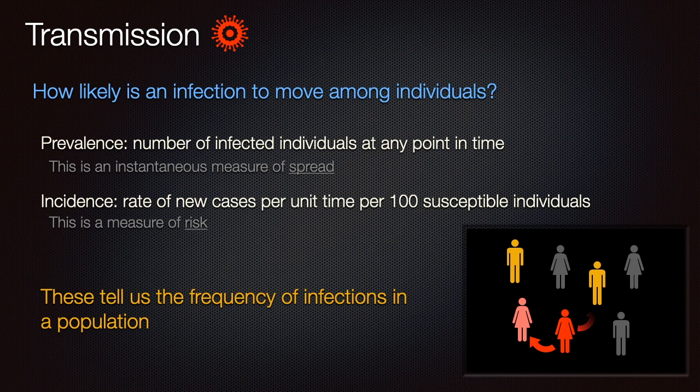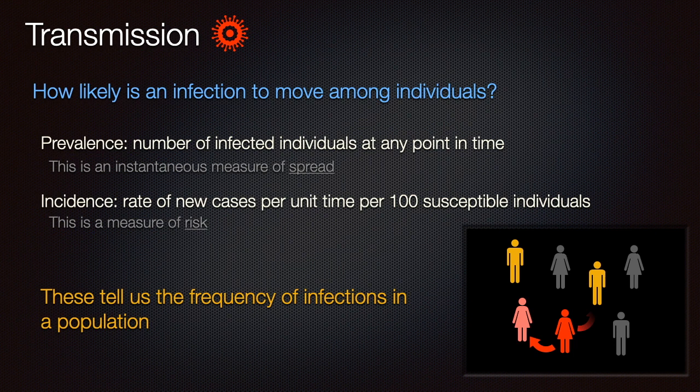This characteristic of an outbreak is called transmission, and it's affected by a great number of factors, including environmental conditions, host behavior, pathogen biology, and more. One way we can begin to address transmission is to calculate the prevalence of an infection. This is the number of infected individuals at any point in time. Prevalence is an instantaneous measure of spread.